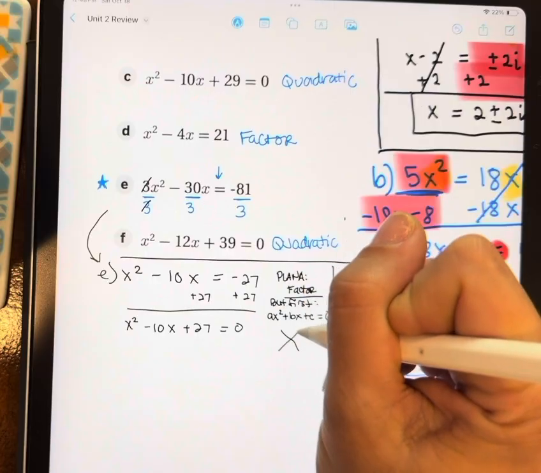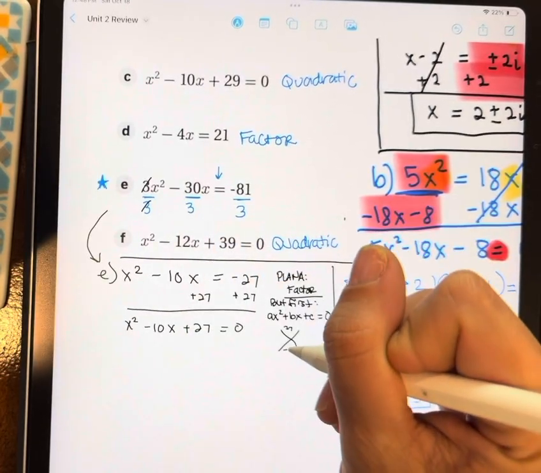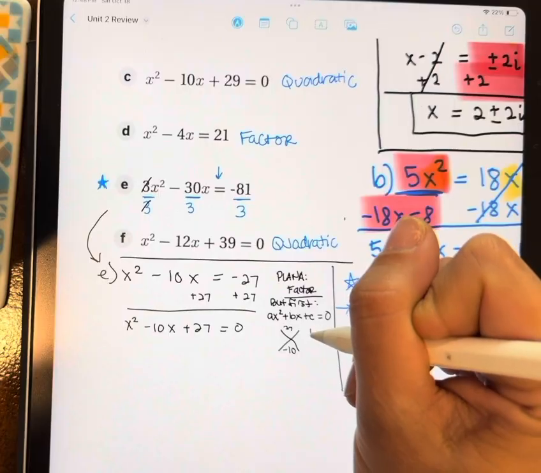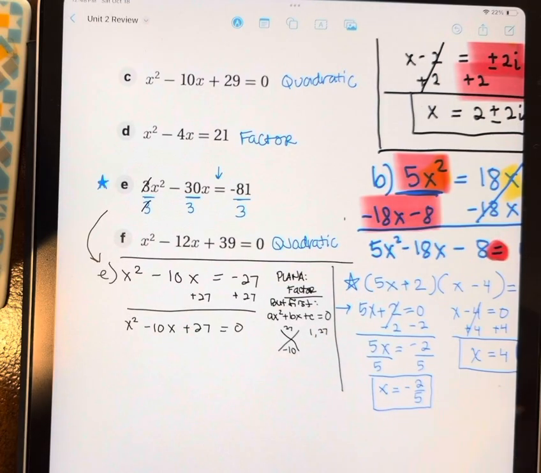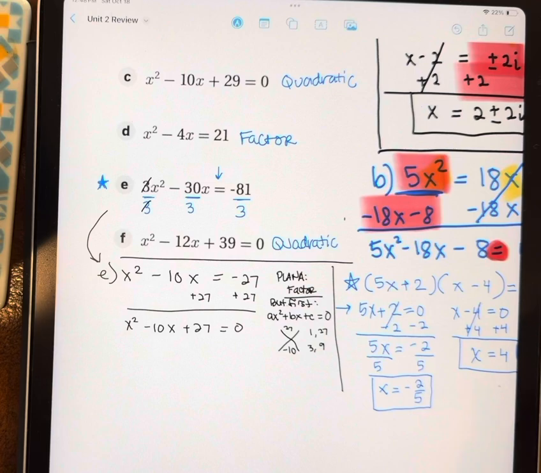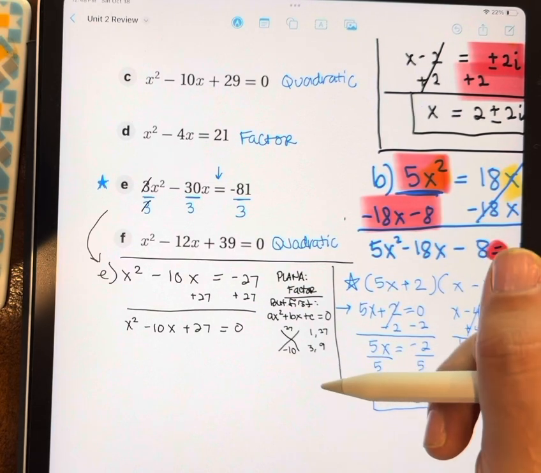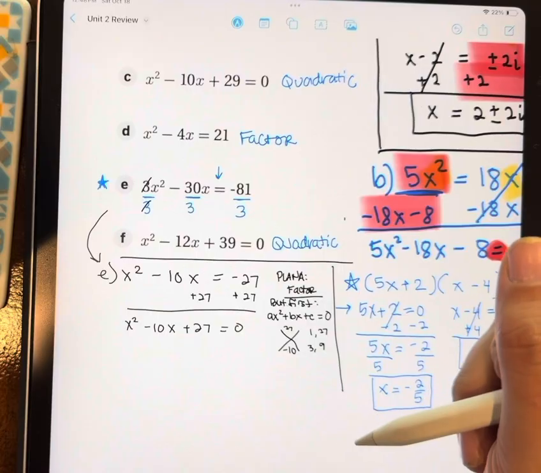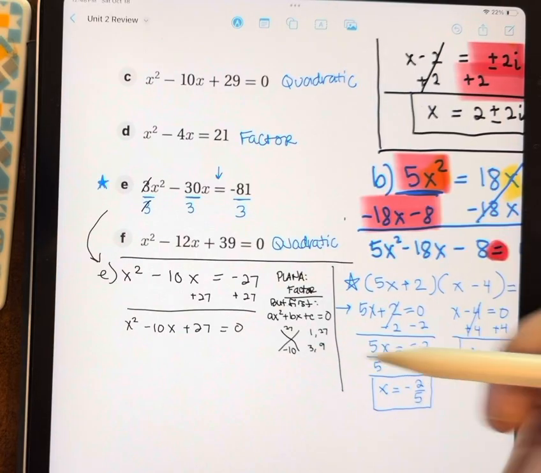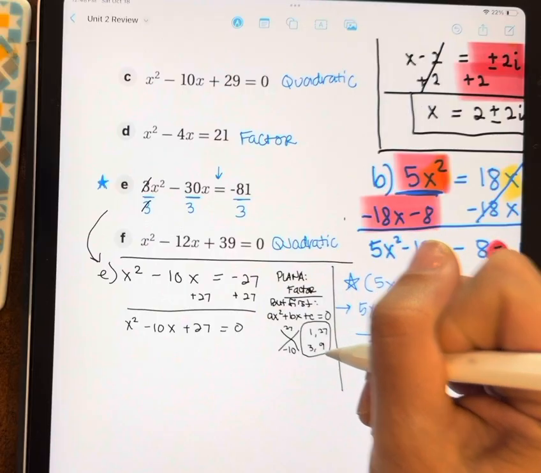Okay, so I try to think what can multiply to make 27 but add to make negative 10. And with 27, my only options are 1 and 27 and 3 and 9. You could check 2, it doesn't work. You could check 4, it doesn't work. 5 doesn't work. 6 doesn't work. 7 doesn't work. 8 doesn't work. And 9 works, but we already have 9 and 3. So it's not so hard ever to really run through all the factors of something.